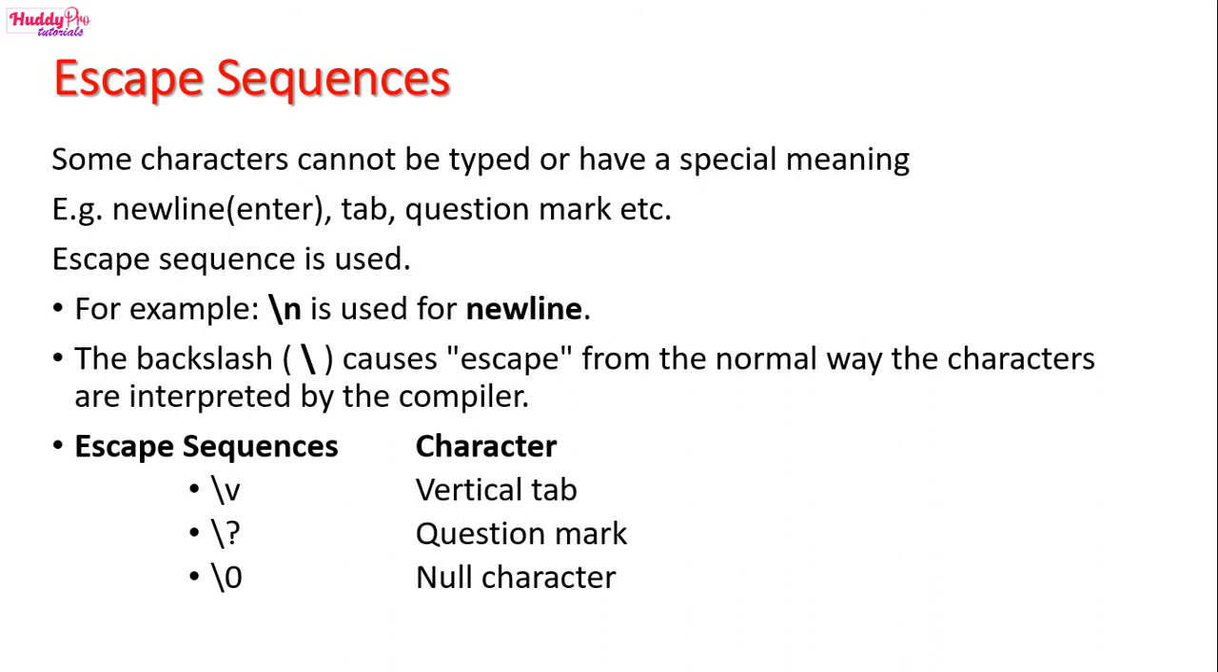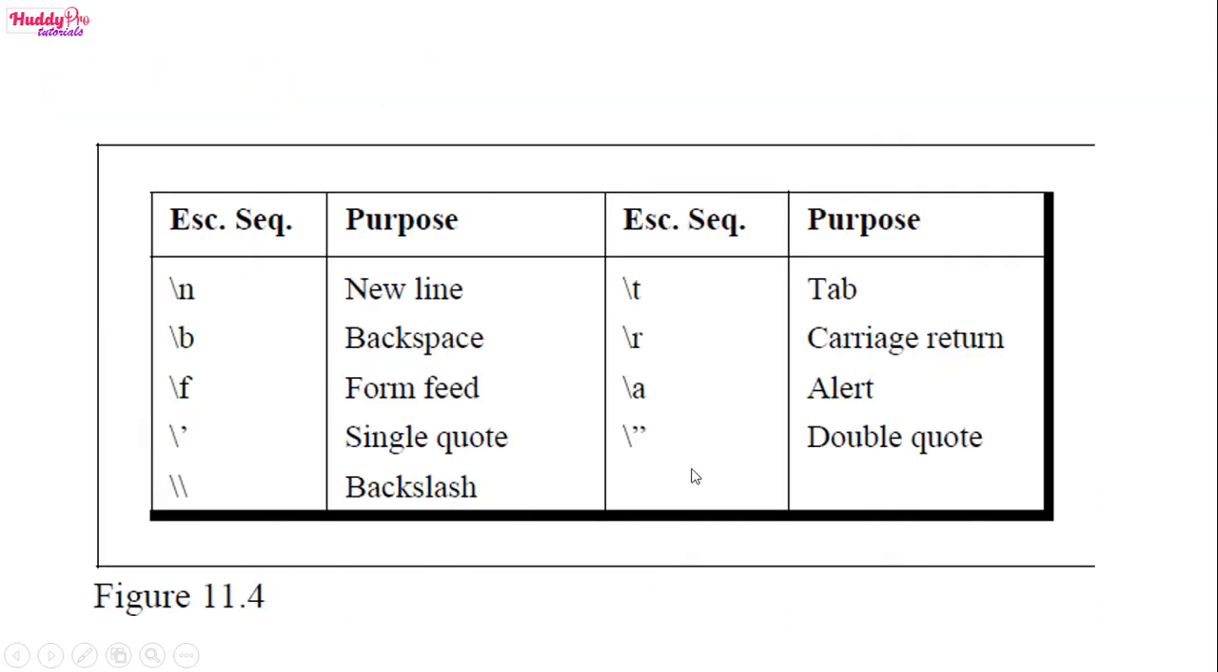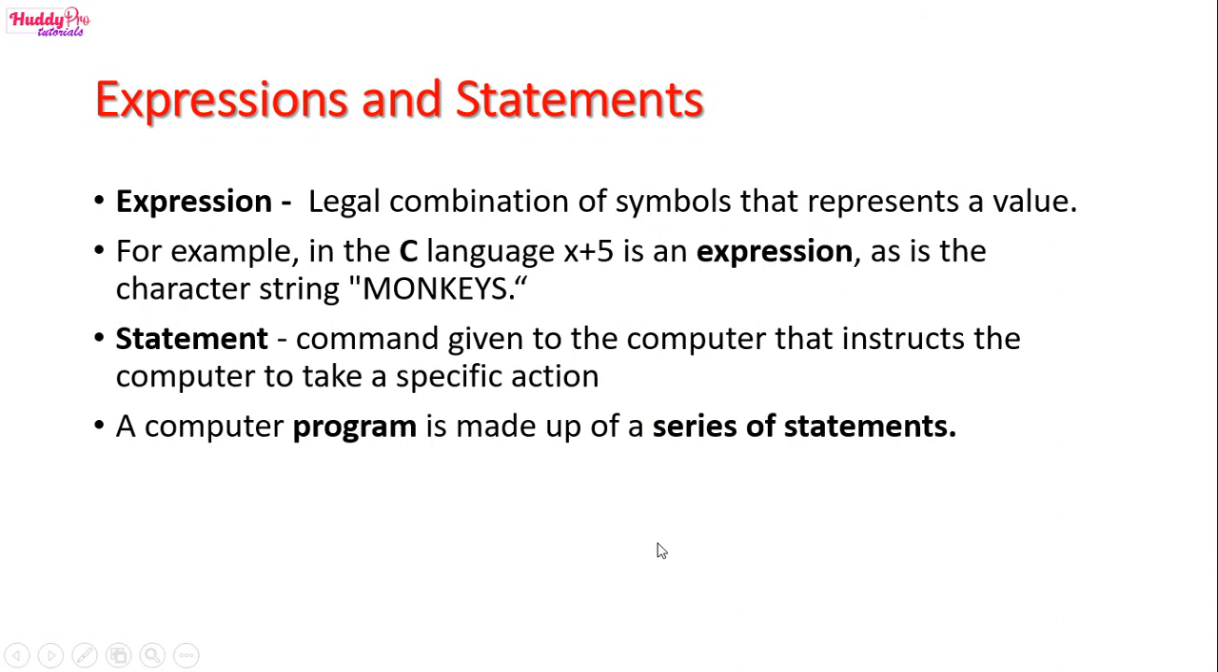The backslash, that backslash is what we call the escape sequence. It causes the escape from the normal way the characters are interpreted by the compiler. So whenever you put the backslash before a character, it causes an escape to the compiler so that it interprets it in another way other than the normal way it's meant to interpret it. So here we have some examples of escape sequences. You'll read about them, and that table also shows other examples.